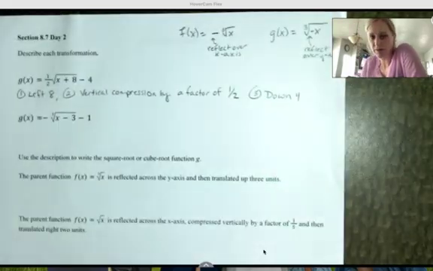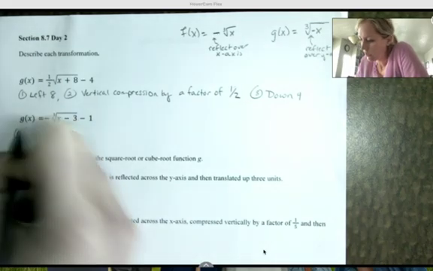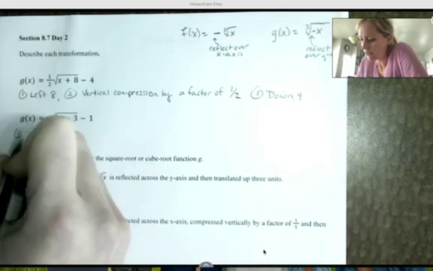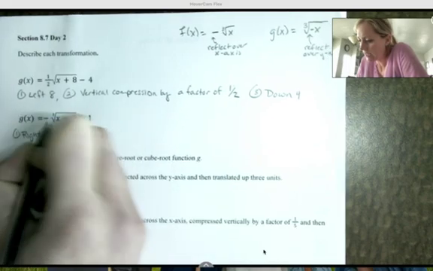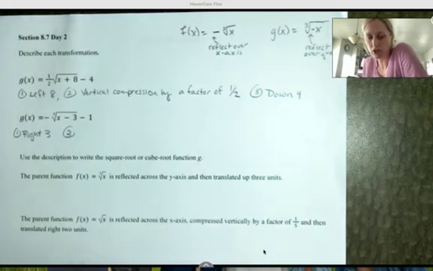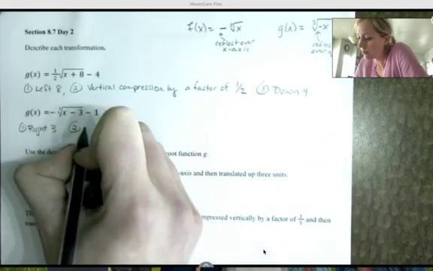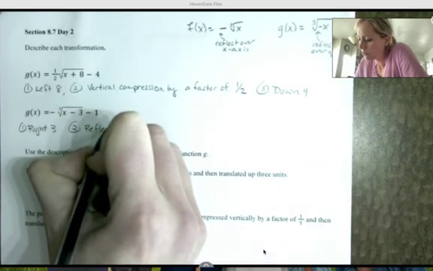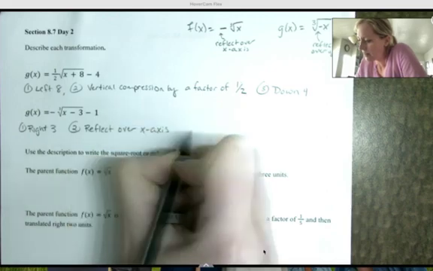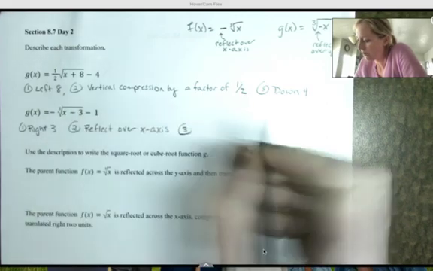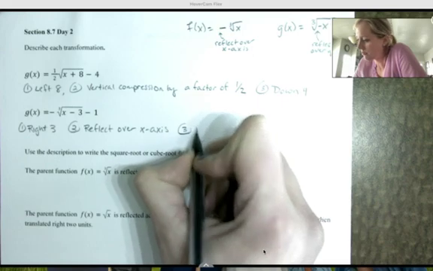Okay, g of x, same thing. We would start with inside, so this one would move right 3. Second is this multiplication, which is outside, so it's a reflection over the x-axis. And then lastly, we would have a vertical shift of down 1.